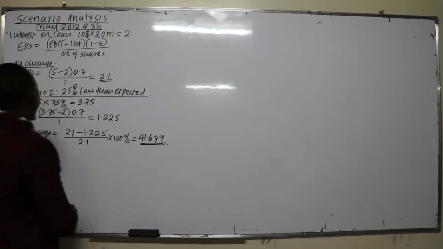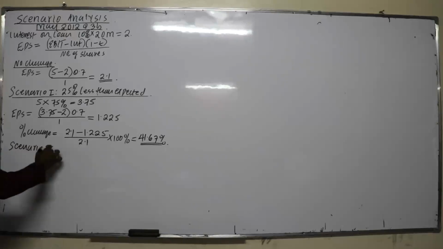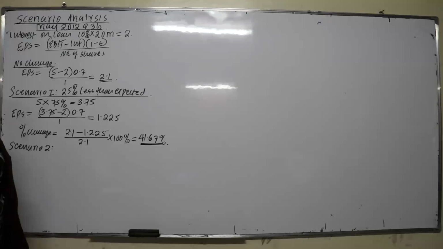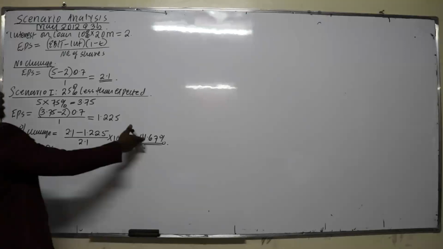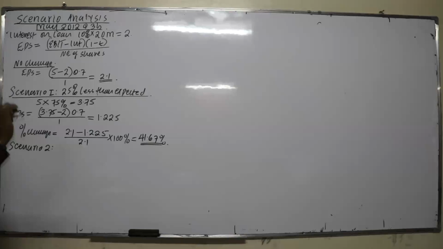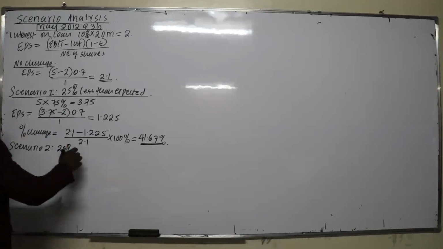Now let's go to scenario 2. Scenario 2 was a case where the earning before interest and tax is 25% higher than expected. So you expect the same change because it's increasing or reducing by the same percentage. So that means the percentage change in earnings per share will be the same. So scenario 2, a case where it's 25% higher than expected.